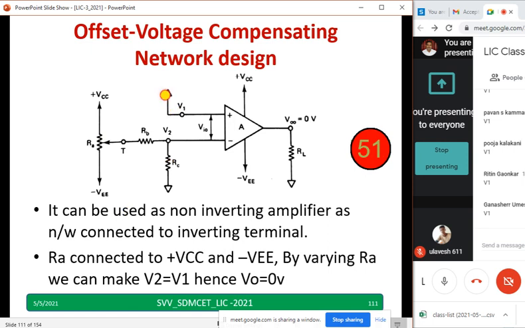And on this side later you can connect some input. In the beginning you can make it 0, then you can connect some input. After making output offset voltage equal to 0, we can give some input and you can use this as a non-inverting amplifier. But the network is connected to the inverting. If I am using the opposite, that also I will show you in the next slide.